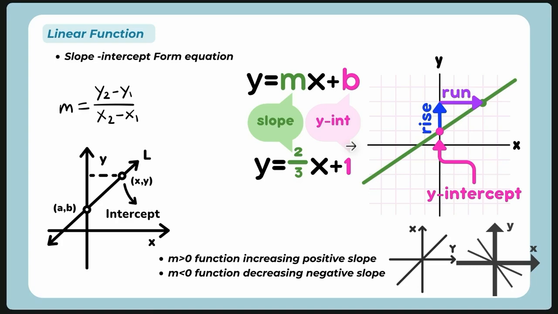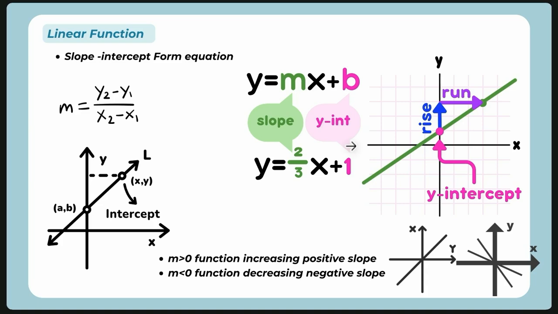So the first type of linear function is the slope-intercept form equation, where m is equal to y2 minus y1 over x2 minus x1. So y is equal to mx plus b, where m is the slope and b is the y-intercept. So the slope is equal to rise over run. If you have a line, you need 2 points for any line, and from there you can find your slope, which is y2 minus y1 over x2 minus x1. I'm going to show you later on how you can solve them.